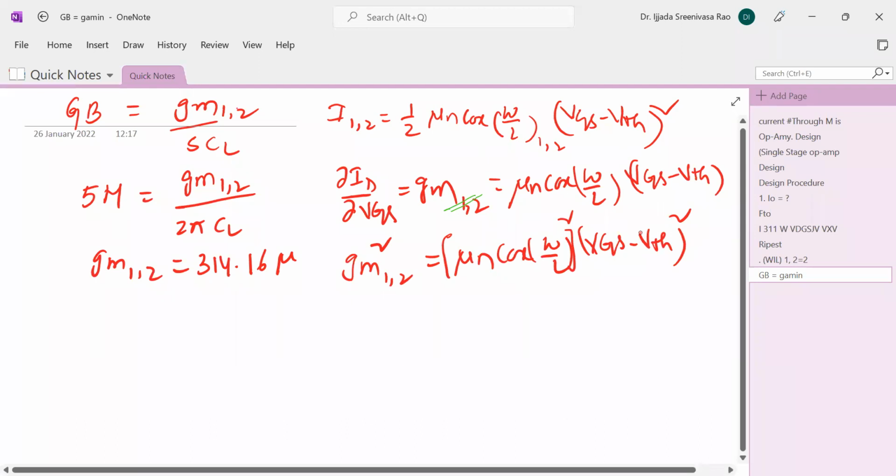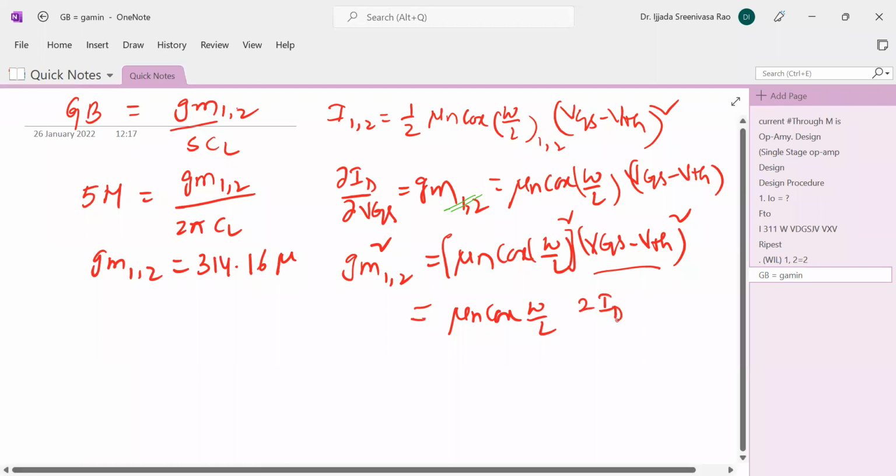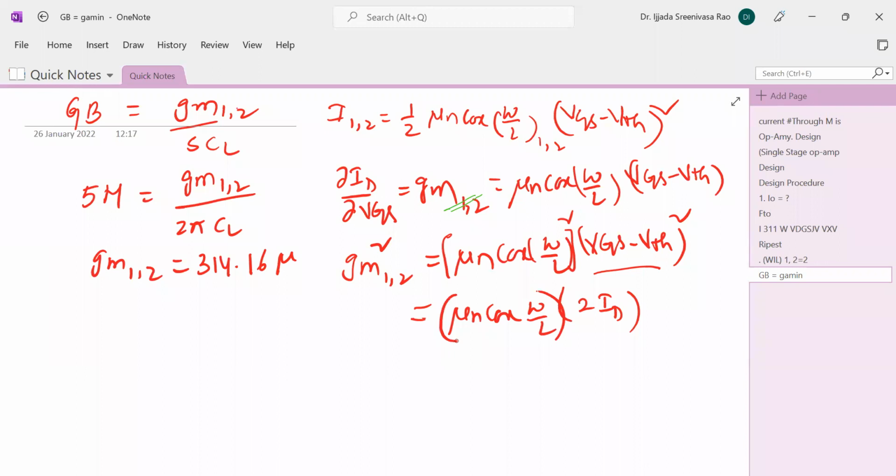Yeah, again convert this in terms of the current equation. So in the current equation, what is there? 1 by 2 μn COX W by L into (VGS minus VTH) square term is as it is. This time I can write that twice, and so 1 by 2 is required, so that into 2 by 2, so that you will get 2 into ID. So what to do? Multiply the above equation by 2 and divide by 2, or multiply both the terms with 2. Then it becomes like the ID equation.